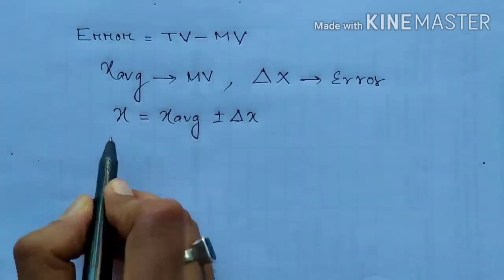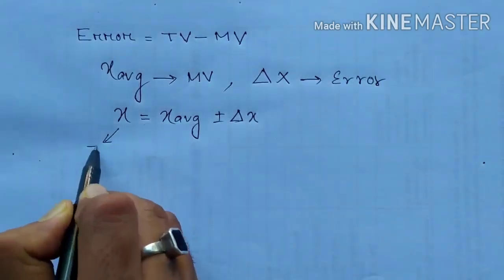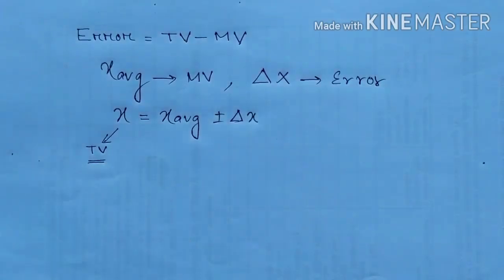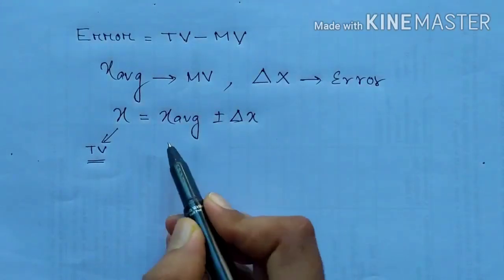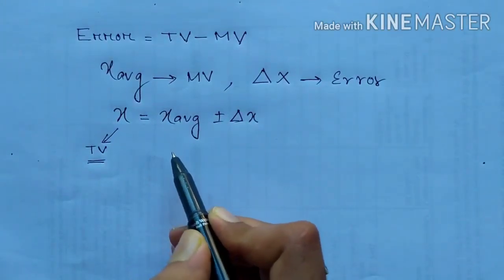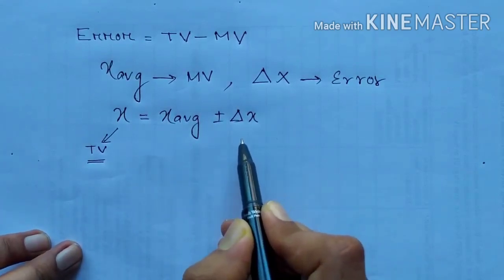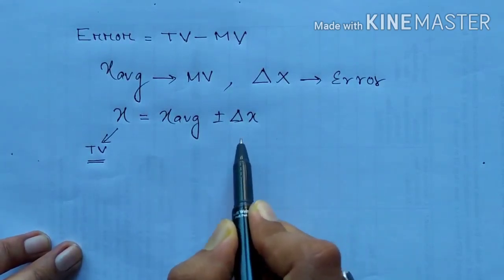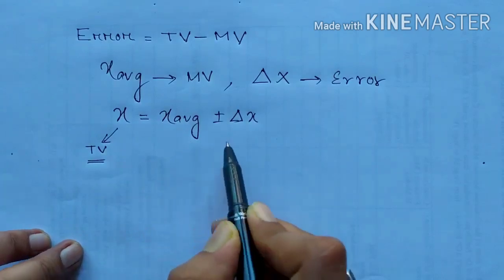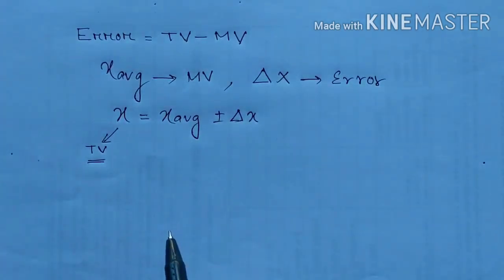So we have seen that if X represents the true value, that is the result of the quantity which we wish to measure, and X average represents the measured value, that is average of all our individual measurements, and delta X represents the error, then the relation between them is X equal to X average plus minus delta X.